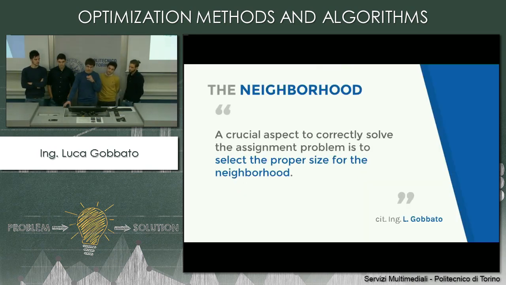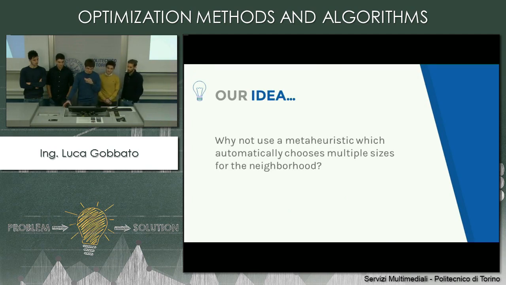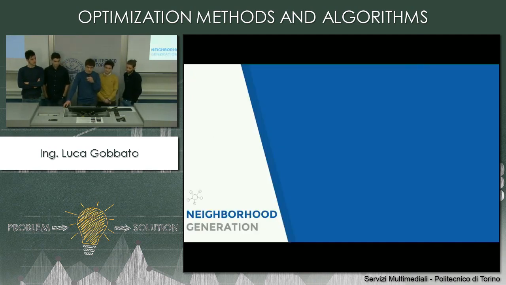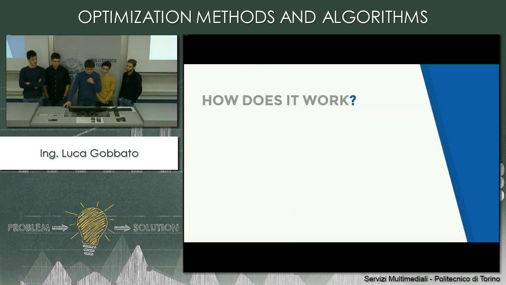Before VNS, as Professor Gobado pointed out, we had a problem in selecting the proper size for the neighborhood. So we came out with an idea. We're now using a metaheuristic which automatically chooses multiple sizes for the neighborhood. Well, that's exactly what VNS does. So let's look now at how we generate a neighborhood. At first, we drop a set of random destinations, random tuples from the solution table, and then we recompute the minimum for each deleted tuple.